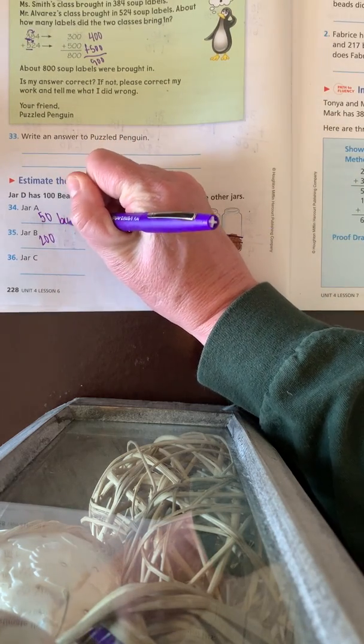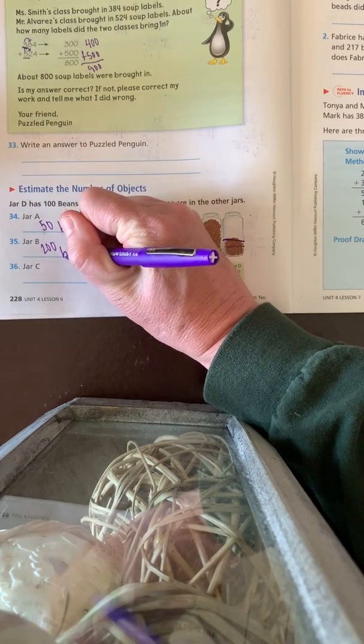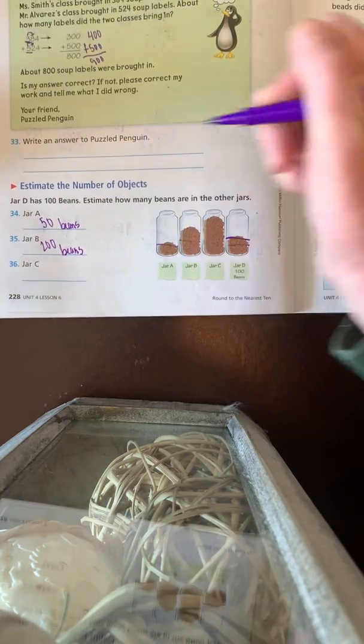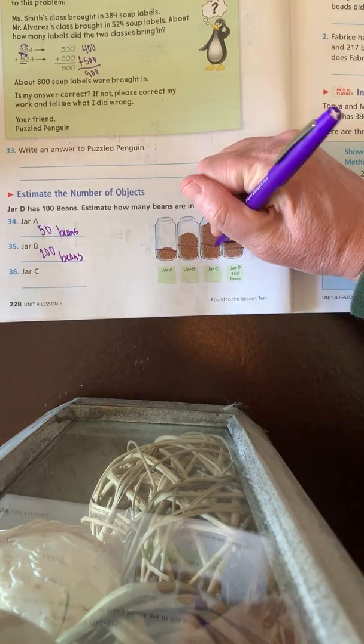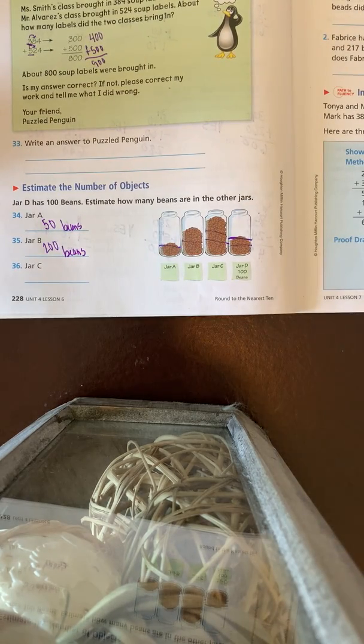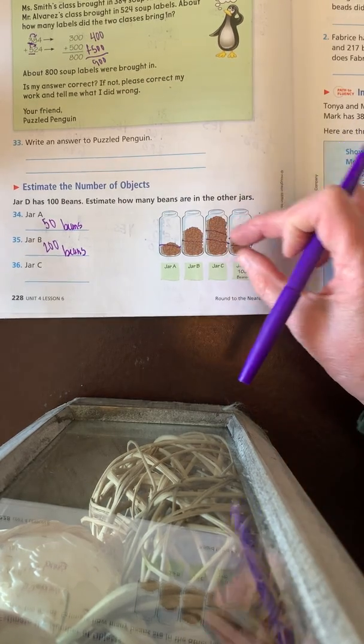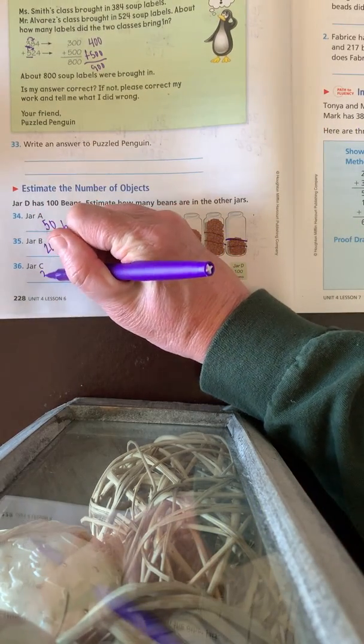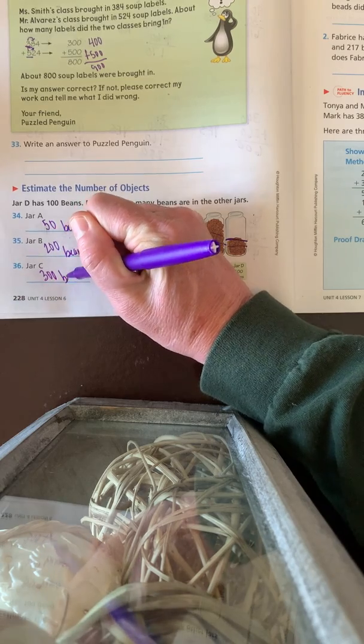And the last one, C, if this is 100, about how many are in C? And it looks to me like we could have 3 groups of these. So this would be about 300 beans.